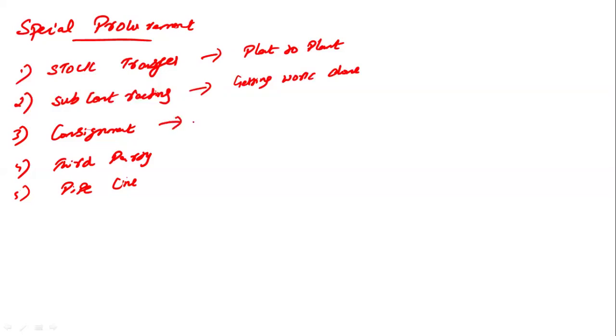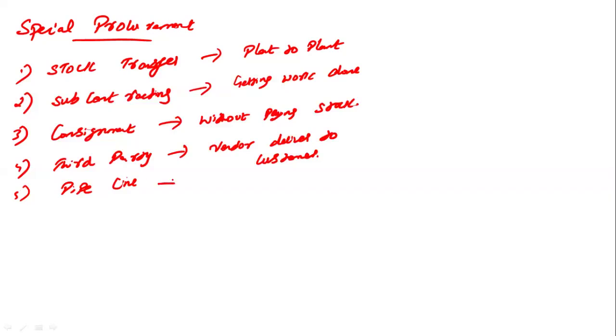Okay. Consignment, without paying, you are keeping the stock in the warehouse. That is, without paying, you're keeping the stock with you. Okay. Third party is nothing but vendor directly delivering to customer. Okay. And the pipeline is getting the material through a pipeline. So these are the different types of special procurement.